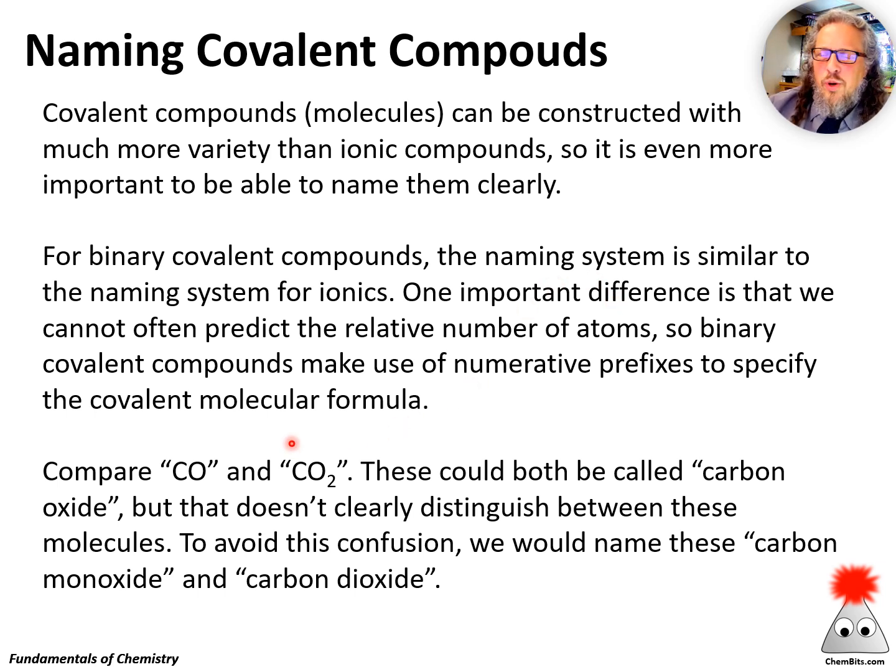A real quick and easy example is there's a very stable molecule that's CO. There's also a very stable molecule that's CO2. Well, we can't just call this carbon oxide because these could both be called carbon oxide. How do we know which one we're working with? Well, that's where we use these numerative prefixes to tell us that this molecule specifically is carbon monoxide, mono, 1, versus carbon dioxide, di, 2 oxygens. So we're going to see these numerative prefixes used a lot more in covalent compounds.